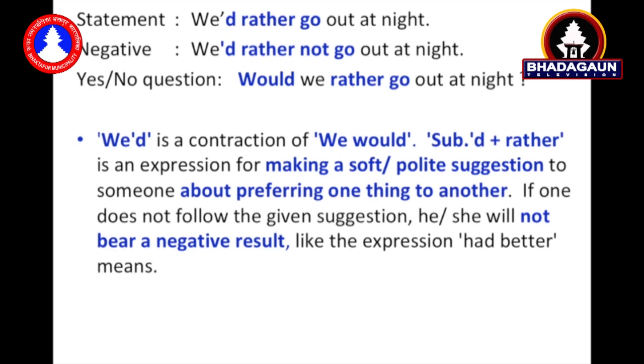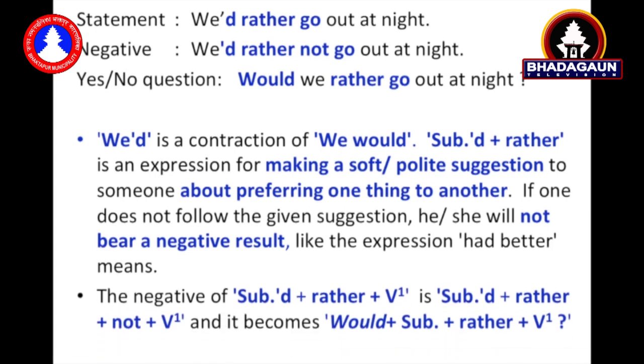Subject apostrophe D plus rather is an expression for making a soft or polite suggestion to someone about preferring one thing to another. If one does not follow the given suggestion, he or she will not bear a negative result like the expression had better means. So its structure is, the negative of subject apostrophe D plus rather plus V1 is subject apostrophe D plus rather plus not plus V1. Not is added next to rather, and it becomes would plus subject plus rather plus V1 in question.